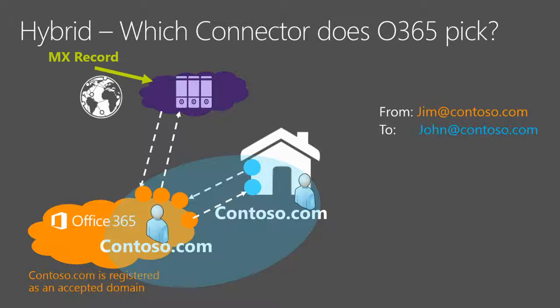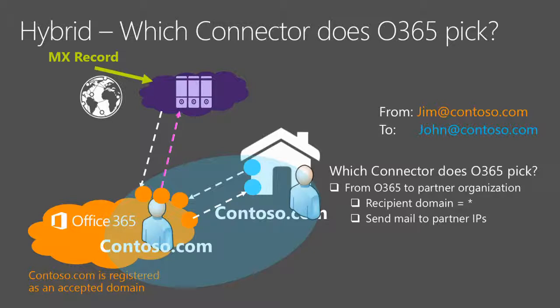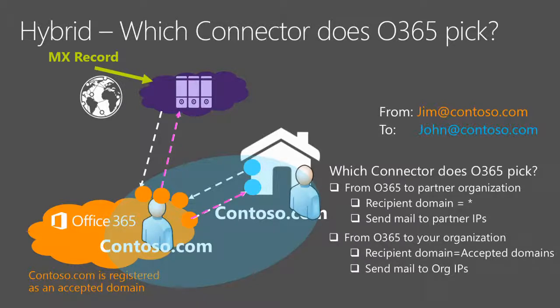Jim, right here in Office 365, wants to send a mail to John in the cloud. Or rather, sorry, other way around. Jim in the cloud wants to send mail to John on premises, right? So it's going from Jim at Contoso to John at Contoso. Remember, we have two connectors. We just created them. One, highlighted with the pink arrow, is the connector that says from Office 365 to partner organization with recipient domain star. So all my mail with recipient star, I want to use this connector, send mail to the partner IPs. There's another one that's saying from Office 365 to your organization, but the clause here is your recipient domain equals accepted domains or contoso.com.